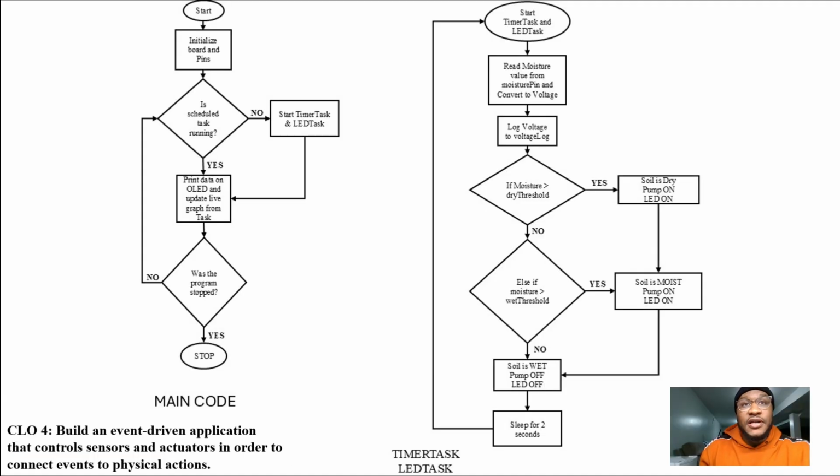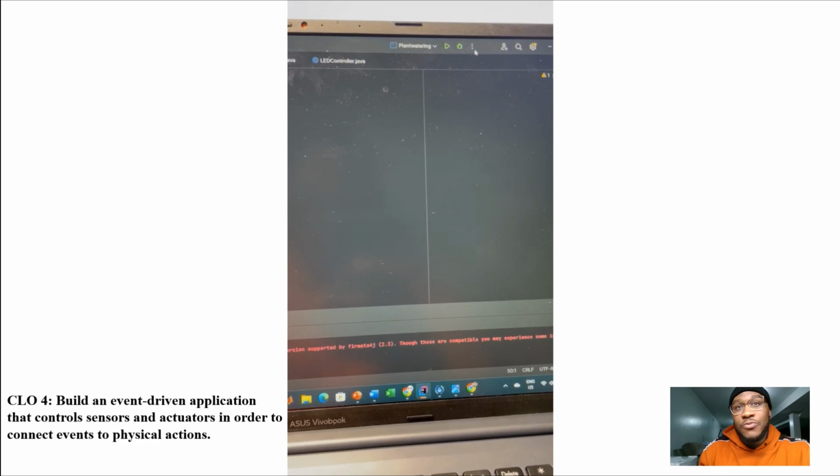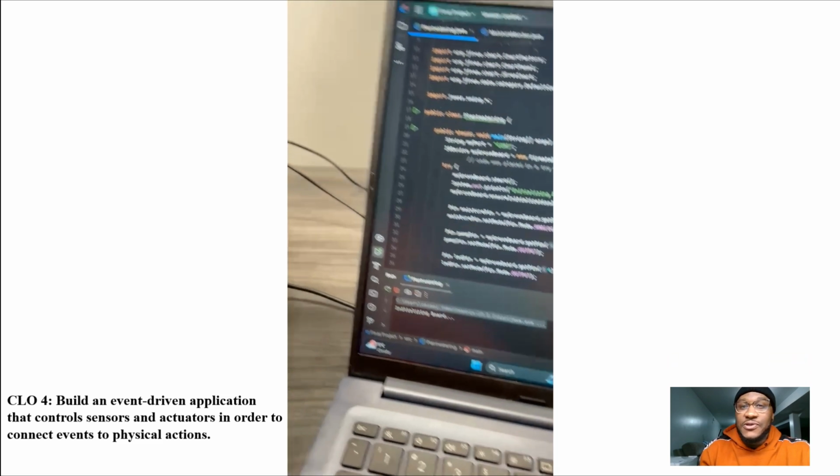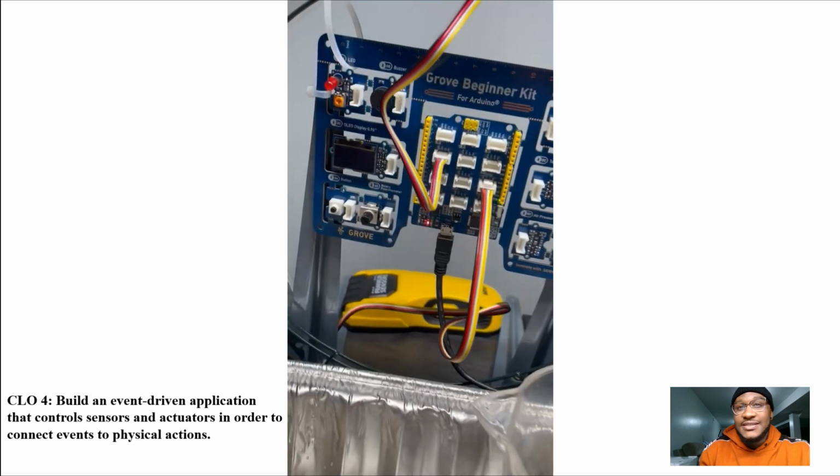For Learning Objective 4, my project follows an event-driven structure using a TimerTask that executes every 2 seconds. This acts like a looped event system that monitors the environment continuously. Inside the MoistureMonitor class, I use conditional statements to handle different soil states: dry, moist, and wet.